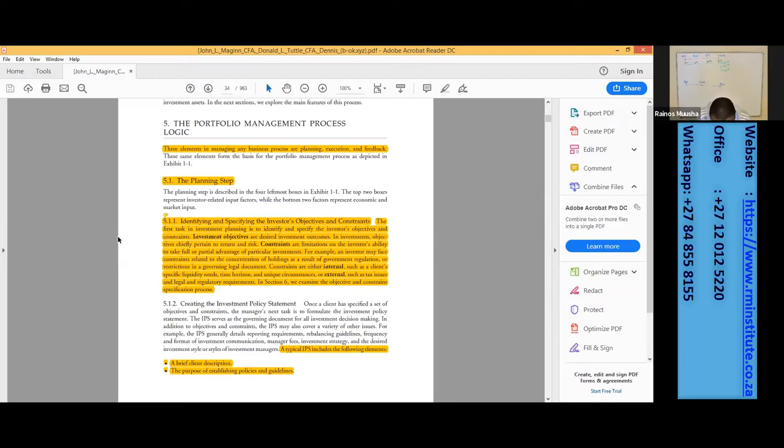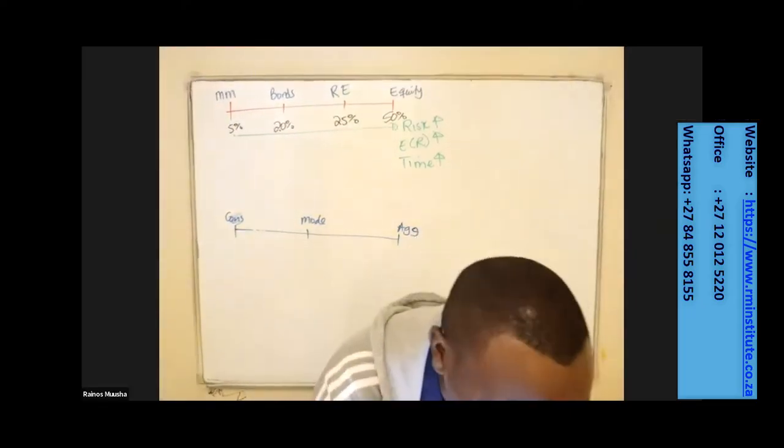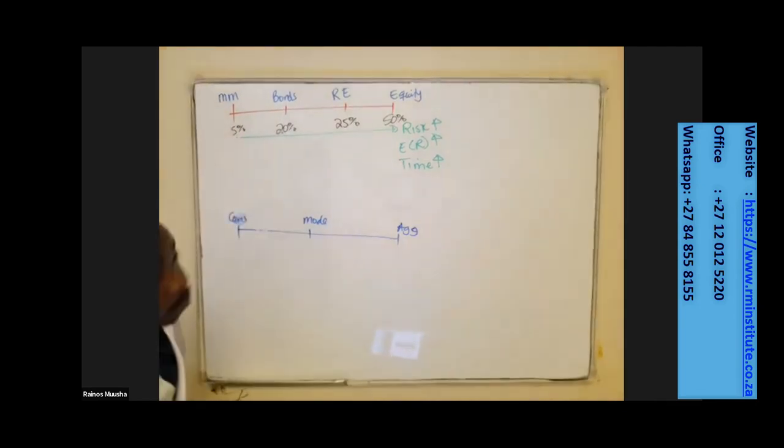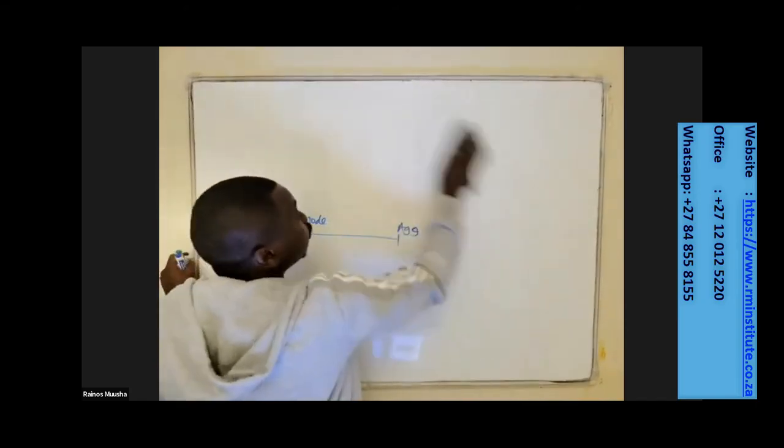For example, an investor may face constraints related to the concentration of holdings as a result of government regulation or restrictions in the governing legal document. Constraints are either internal, such as clients' specific liquidity needs, time horizon, and unique circumstances, or external, such as taxes and legal and regulatory issues. These are the issues you will be addressing when you prepare the investment policy statement.